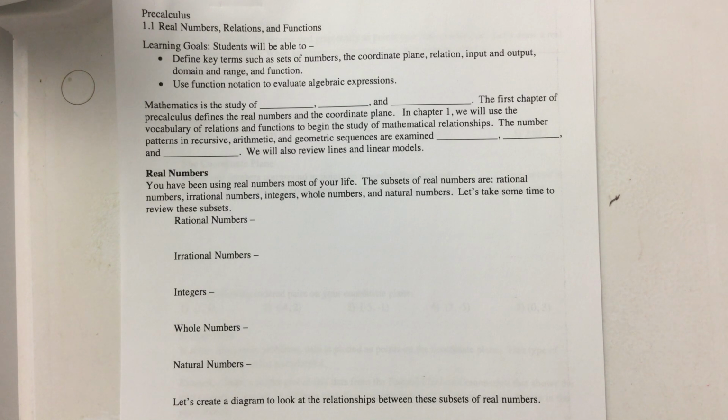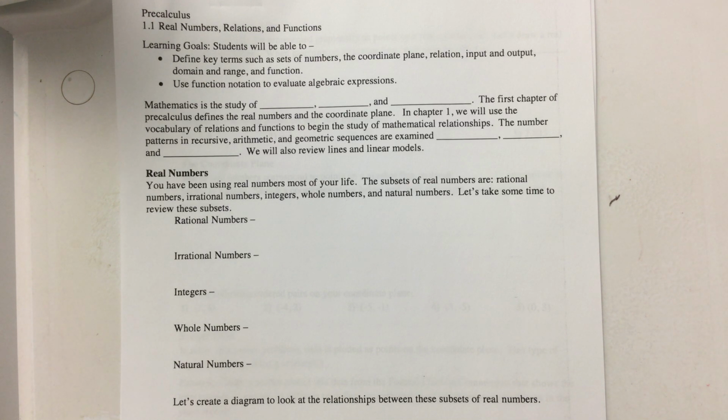This is Pre-Calculus. Today we will be studying Chapter 1, Section 1, which is titled Real Numbers, Relations, and Functions. Today we are going to study key terms such as sets of numbers. We will look at the coordinate plane, discuss relations, determine the difference between input and output, as well as domain and range, and also study functions. To conclude the section, we will use function notation to evaluate some algebraic expressions. Without further ado, let's get started.